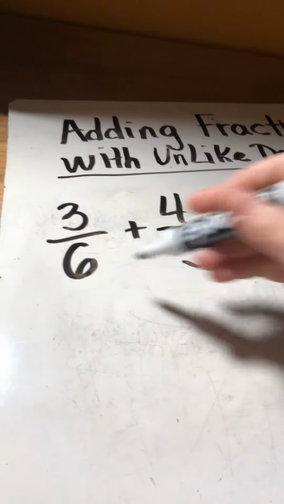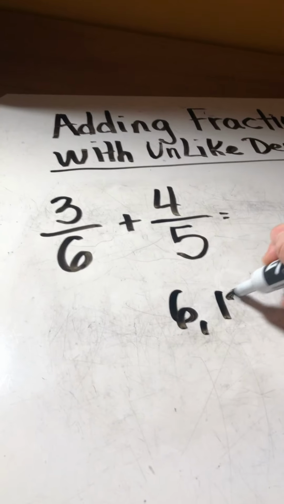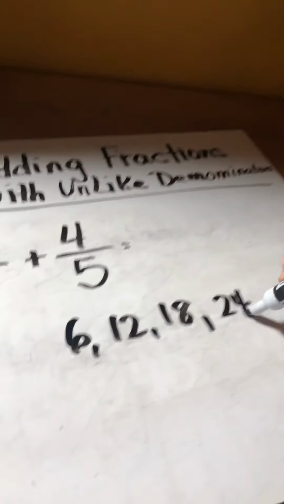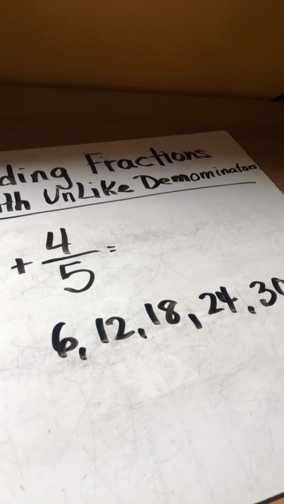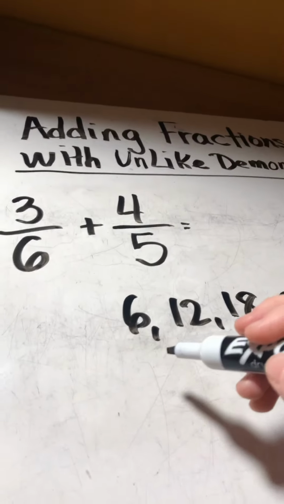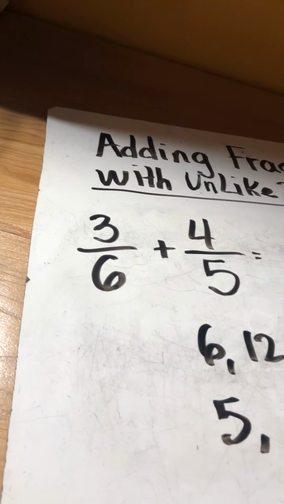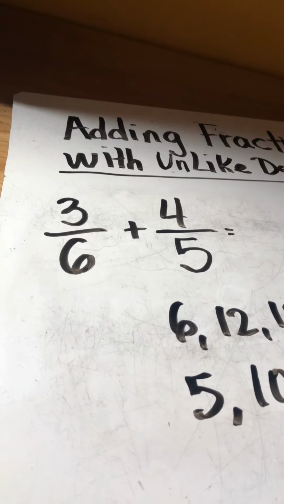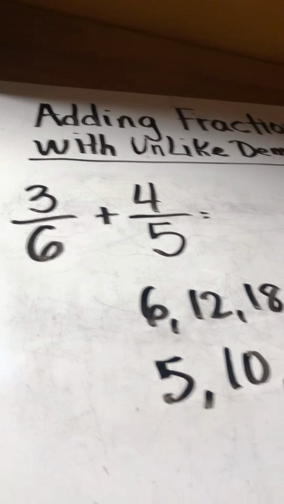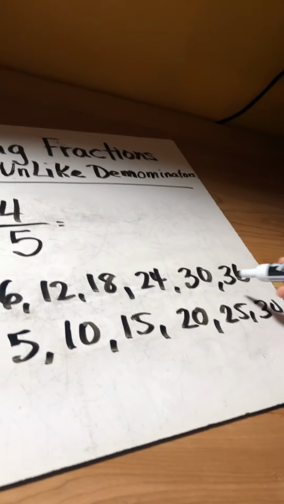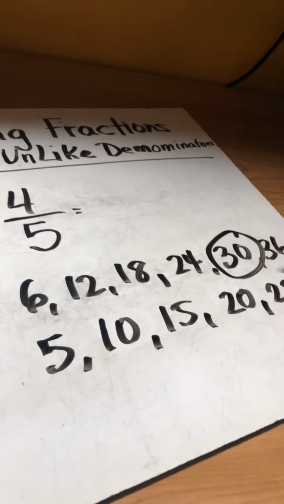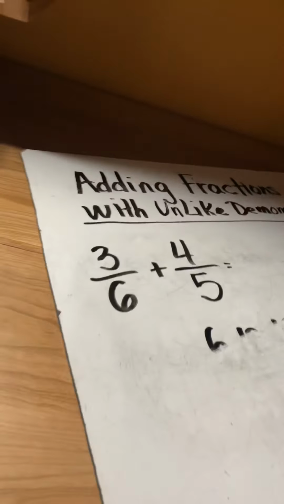So let's do the factors of 6. So it'd be 6, 12, 18, 24, 30, 36. Let's do the factors of 5, which would be 5, 10, 15, 20, 25, 30. Oh, I see one that's the same. 30 and 30. So that means we are going to shoot for 30 because there's no less number that goes into both, okay? So we are going to do 30.